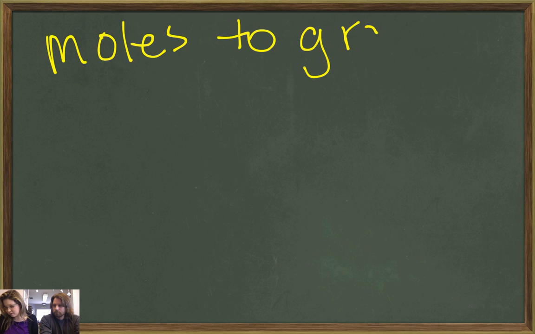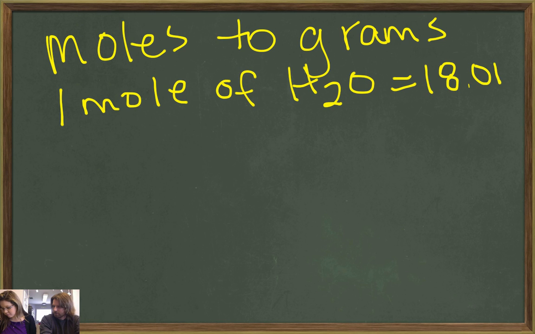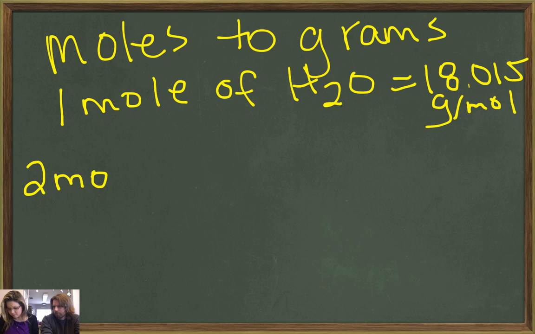Moles to grams. We know that every 1 mole of water has a mass of, do you remember? 18.015 grams in 1 mole of water. So that's in every 1 mole. If I have 2 moles, I have twice the mass. 1 mole is 18.015, so 2 moles would be double that, which is 36.030. Just double it, right?